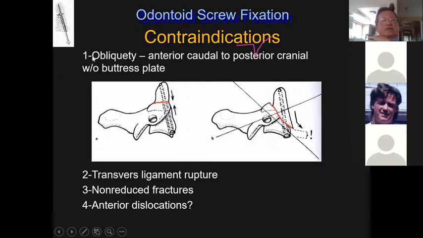So the obliquity of the fracture line, as I mentioned before, is very important. The transverse ligament must not be ruptured. If it is ruptured, it's better not to do an odontoid screw fixation. Non-reduced fractures are not good candidates. Some surgeons do not like to do it in anterior dislocations.